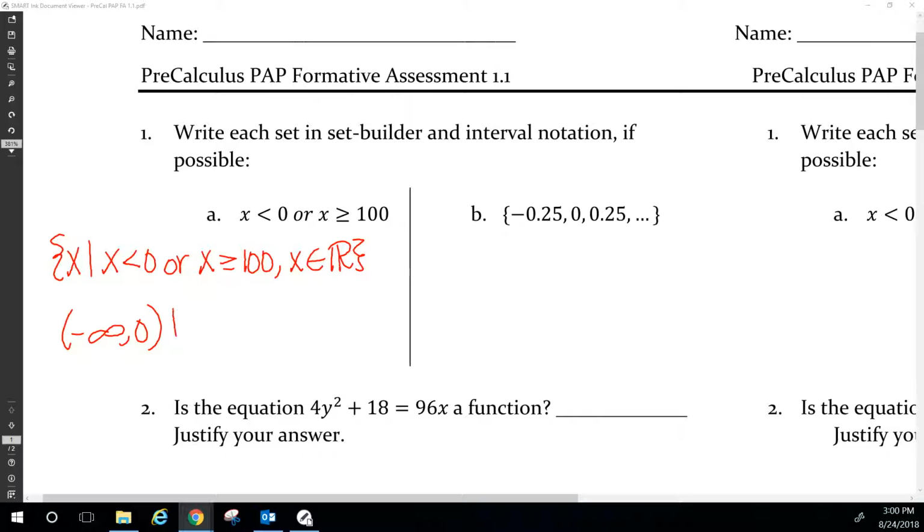And then or means union. And then x is greater than or equal to 100. So since we're equal to there, I've got 100 in a square bracket all the way up to positive infinity.